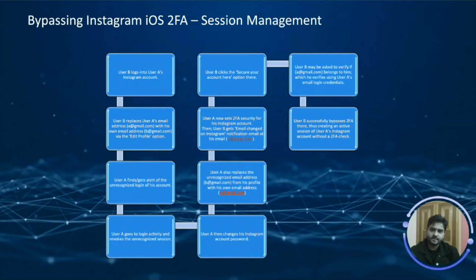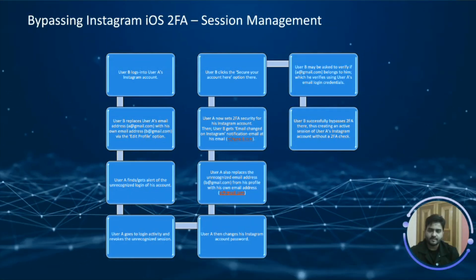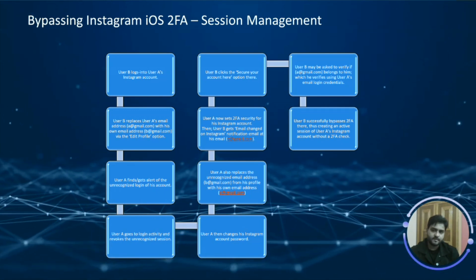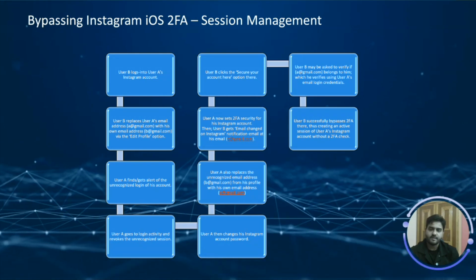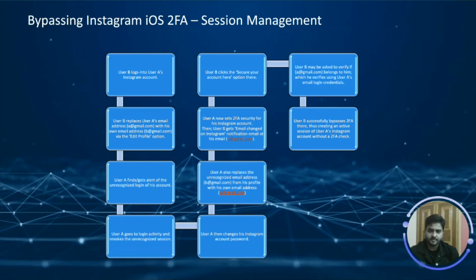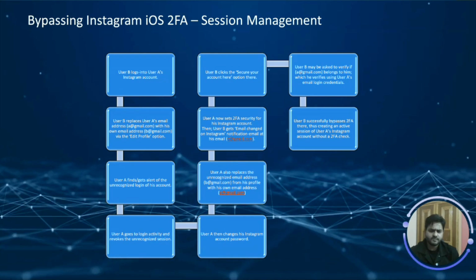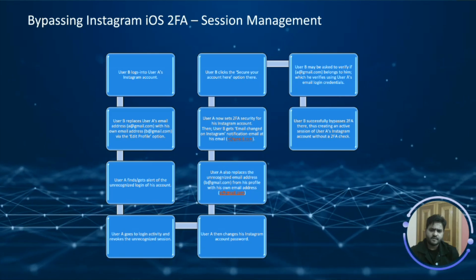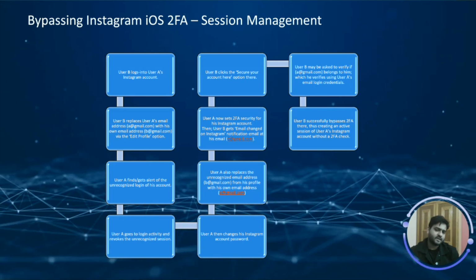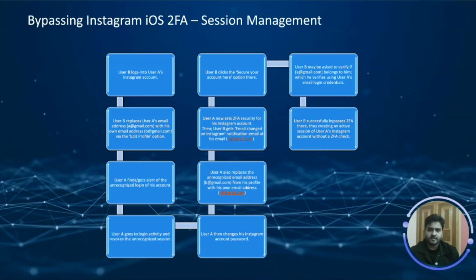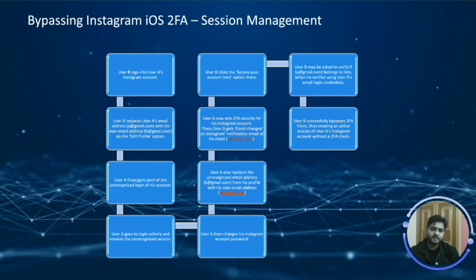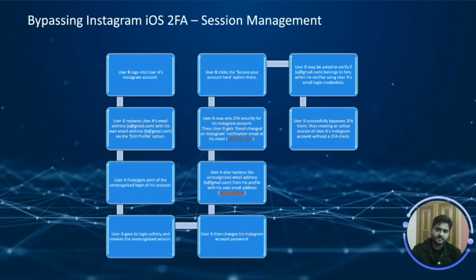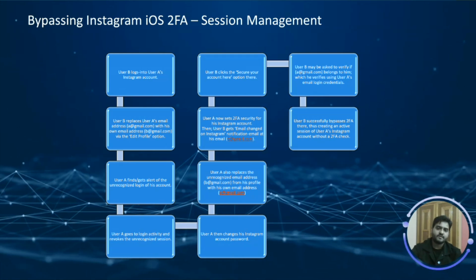And this was the flow in Instagram. User B logged into user A's Instagram account. User B replaces user A's email with their own email address via the edit profile option. User A, who is the victim, gets this unrecognized email, goes to the login activity and revokes the session. Then user A changes their account password, replaces the unrecognized email address in their profile with their own email address, and sets 2FA security for their Instagram account.